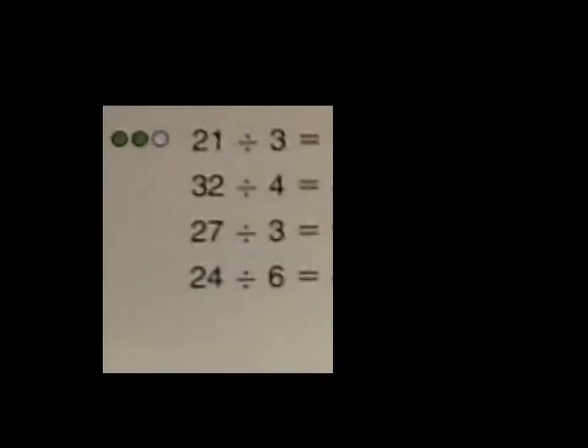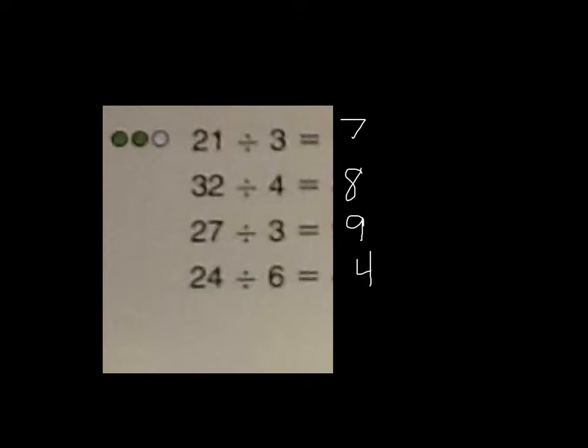Let's go ahead and do these warm-up problems. On your board, write the answer to each of the division problems. 12 divided by 6 equals, 16 divided by 4 equals, 30 divided by 6 equals, and 70 divided by 7 equals. 21 divided by 3 equals, 32 divided by 4 equals, 27 divided by 3 equals, and 24 divided by 6 equals.